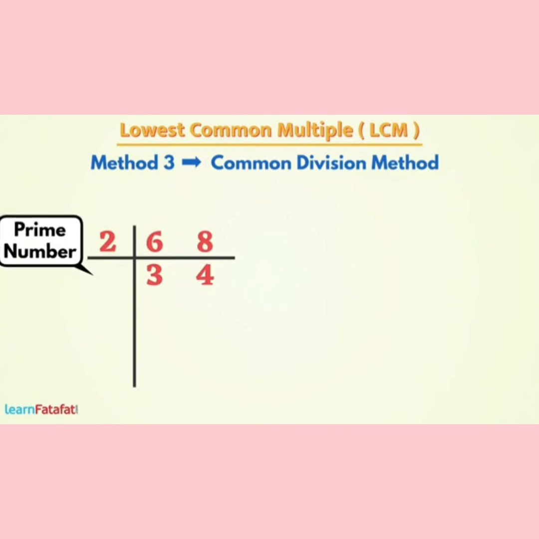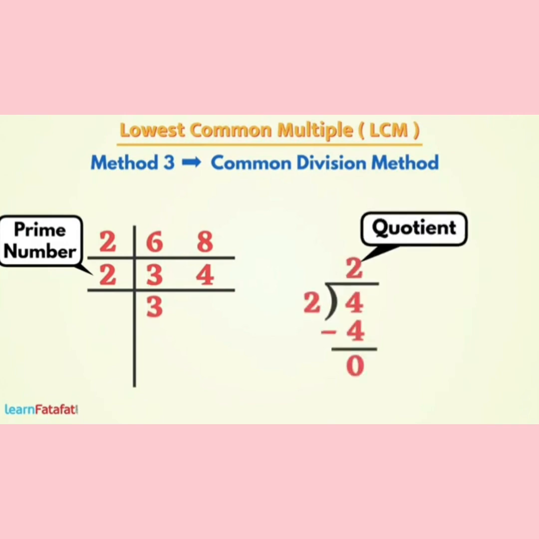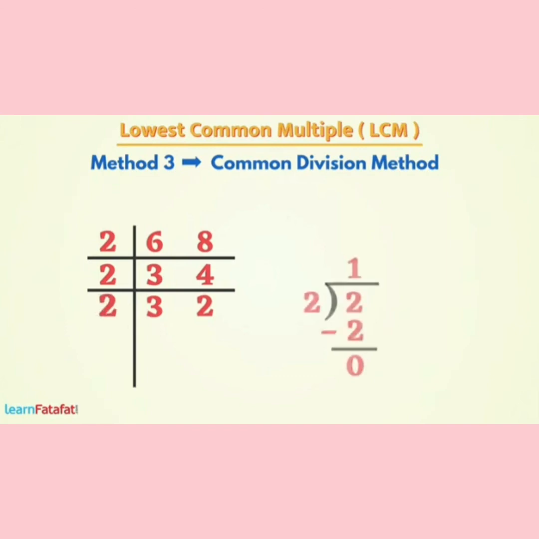Again find the least prime number that can divide at least one of these numbers. Here it is 2. 3 cannot be divided, so carry it as it is to the next row. 4 divided by 2 is 2, so write 2 in the next row. Again 2 can be divided by 2, so write the quotient of the division, that is 1, in the next row. Also carry 3 to the next row again. Now this row contains 3 and 1.